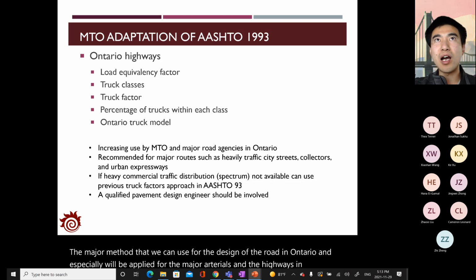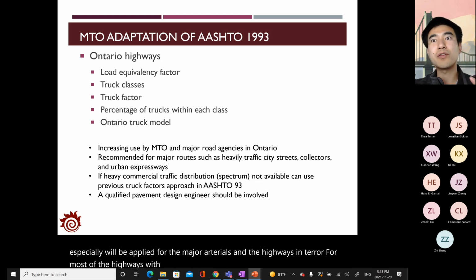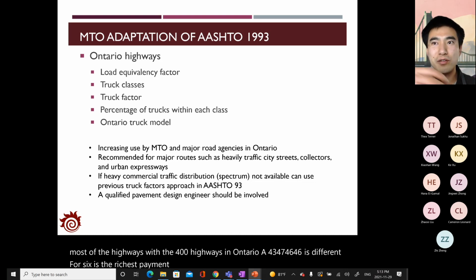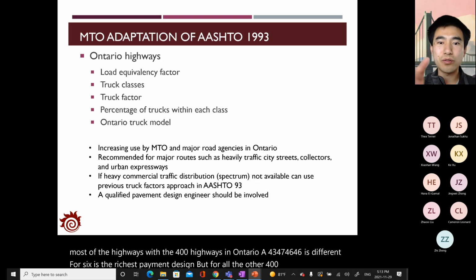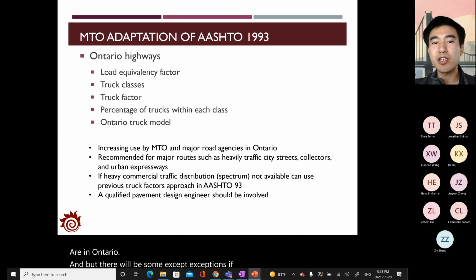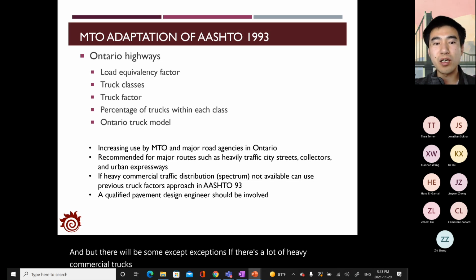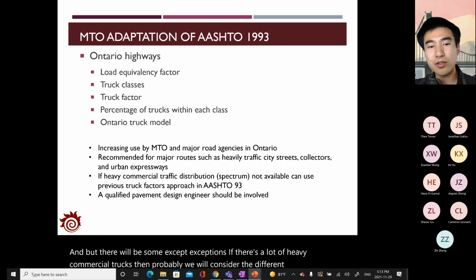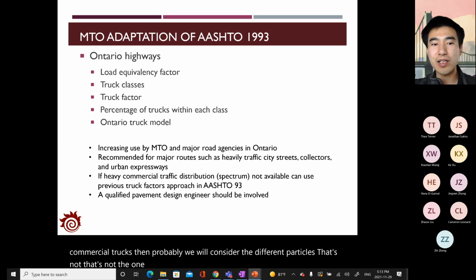For most of the 400 series highways in Ontario, like 403, 407, 406. 406 is different. 406 is a rigid pavement design, but all the other 400 roads follow this protocol in Ontario. But there will be some exceptions. If there are a lot of heavy commercial trucks, then probably we will consider different protocols. That's not the one we're going to use for the AASHTO method.